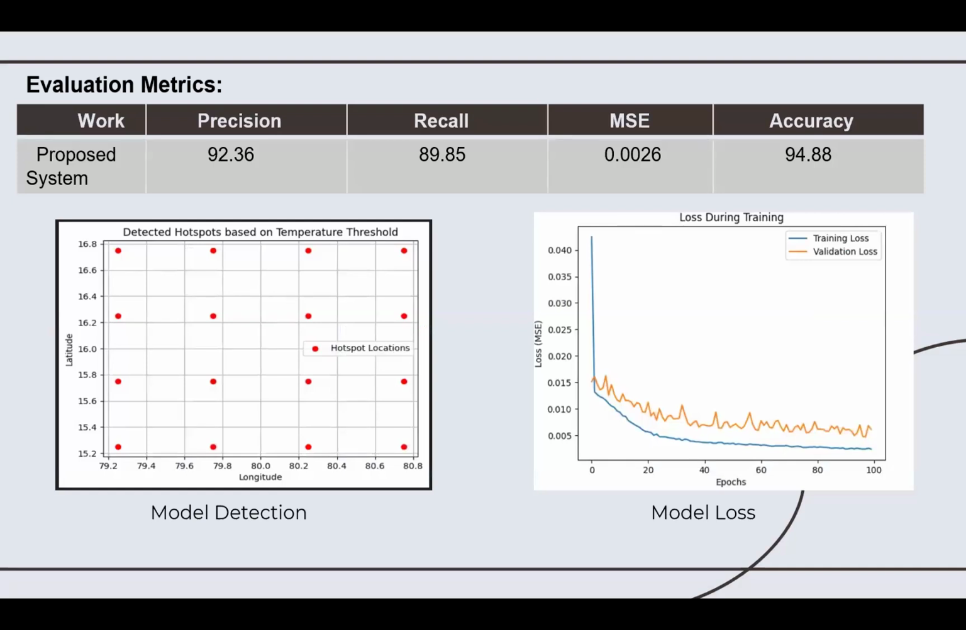First, this is the model detection. In the urban area, we have detected at what latitude and longitude there is a hotspot or not. And coming to this, we have precision of 92.36 and recall of 89.85. And this is the model loss image. Using these approaches, we have trained the model.